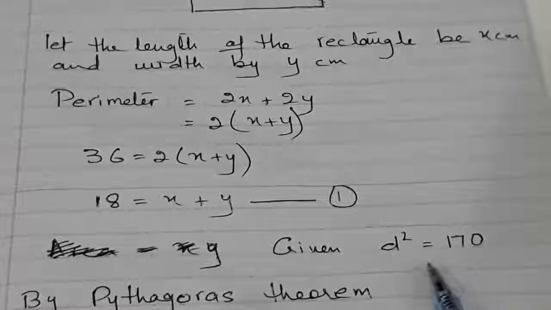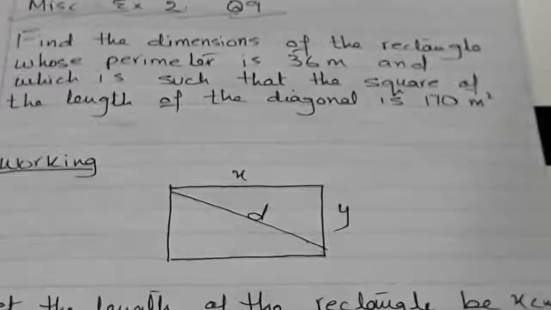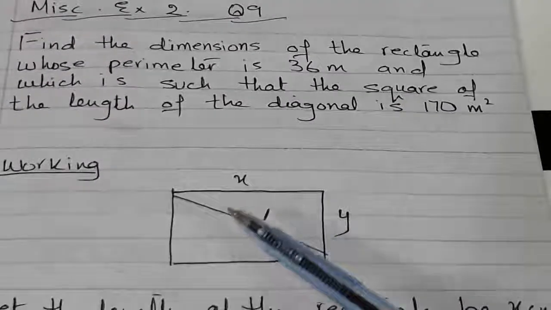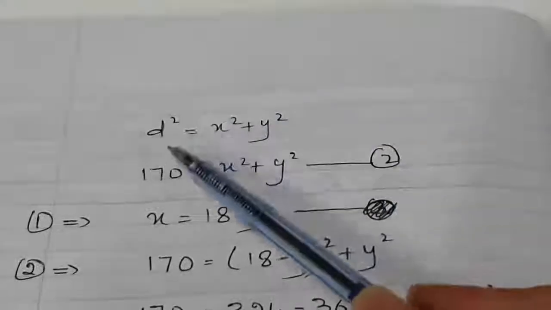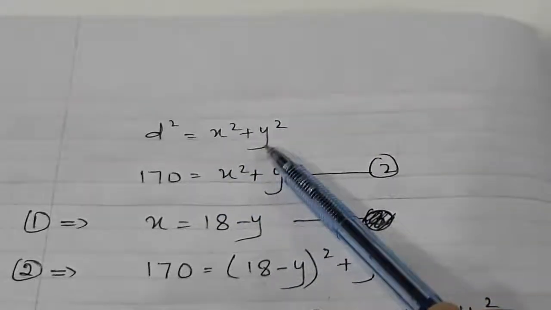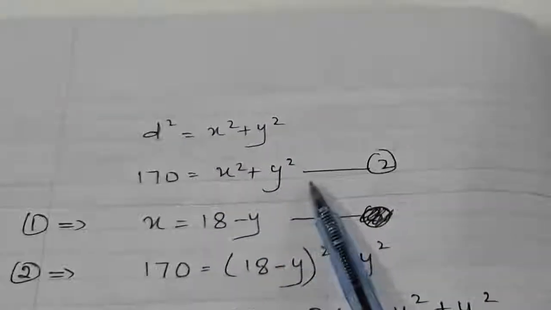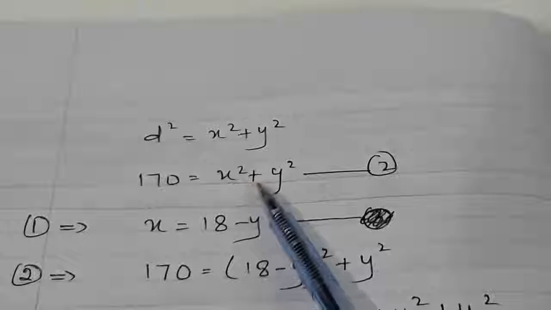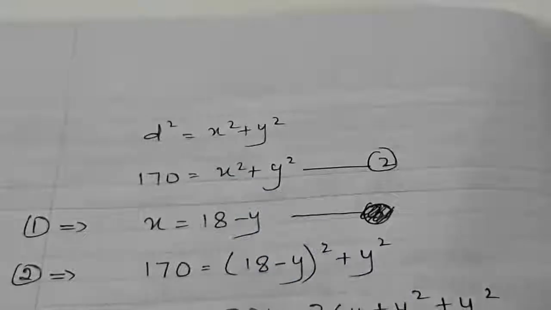Now it is also given to me that d square equals 170, because it was given that the square of the diagonal is 170. So by Pythagoras theorem, tell me, your d square is 170, so what comes to your mind before I tell you the answer? Let's see whether what you're thinking is the same as what I'm telling you here. So it is d square equals x square plus y square, and in place of d square you are substituting the value. Right? So this is your second equation. Your first equation you got from the perimeter, the second equation you got from Pythagoras theorem, and now you will solve them simultaneously. So this value of x you will plug in here.